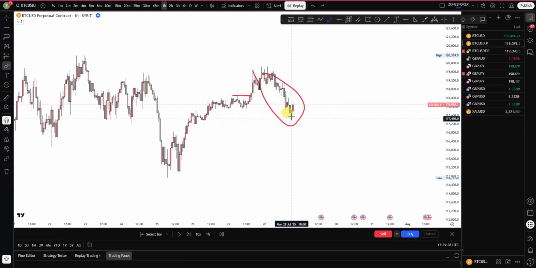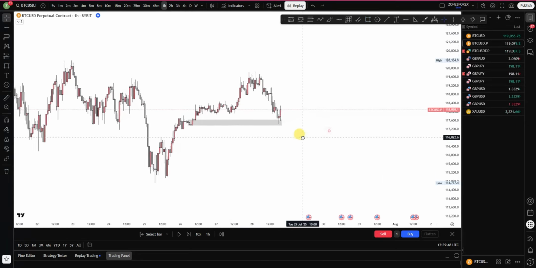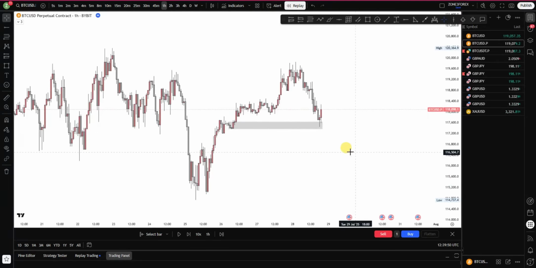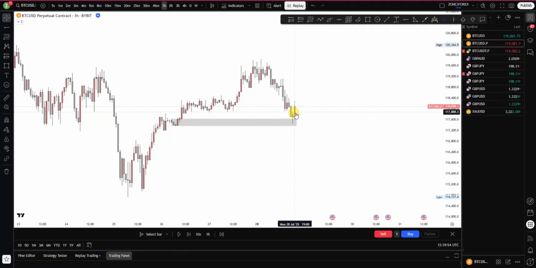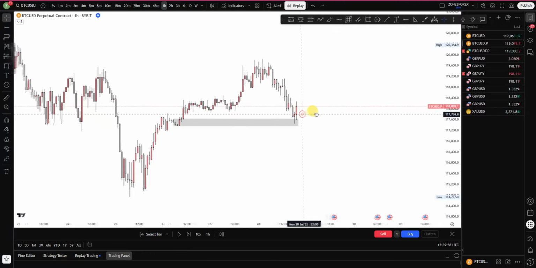So now let me mark out the demand zone on the 1-hour time frame for you to see. So this is the demand zone on the 1-hour time frame. So currently price is at the demand zone on the 1-hour time frame. That was when I made the market. That was during the Asian session. I made this market. Good.